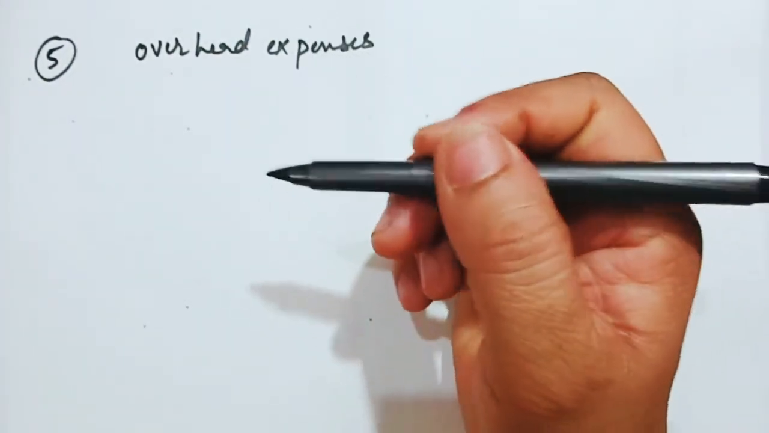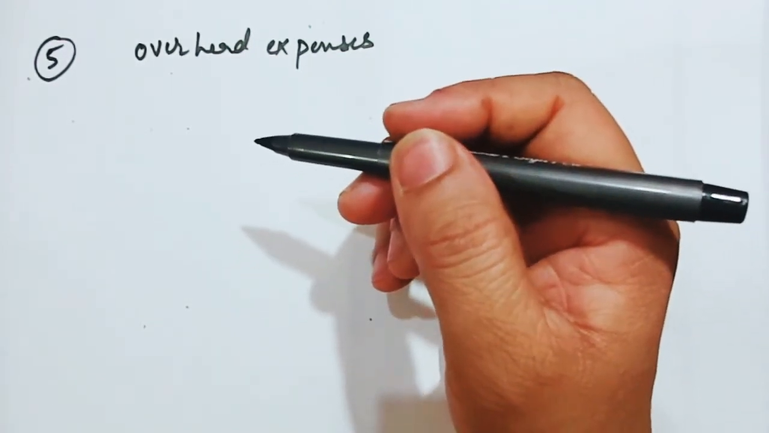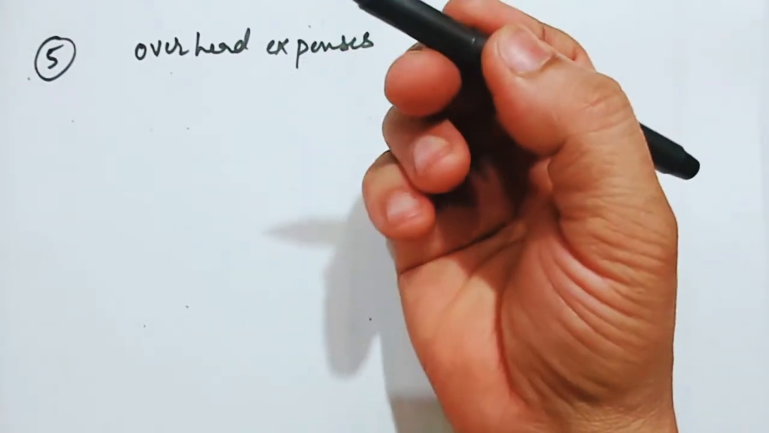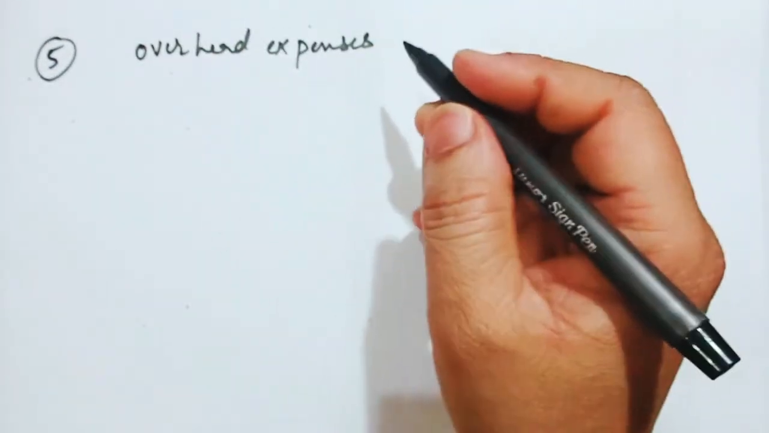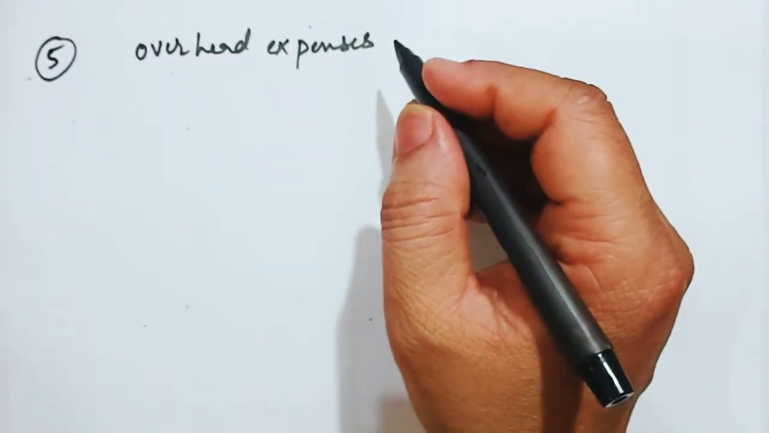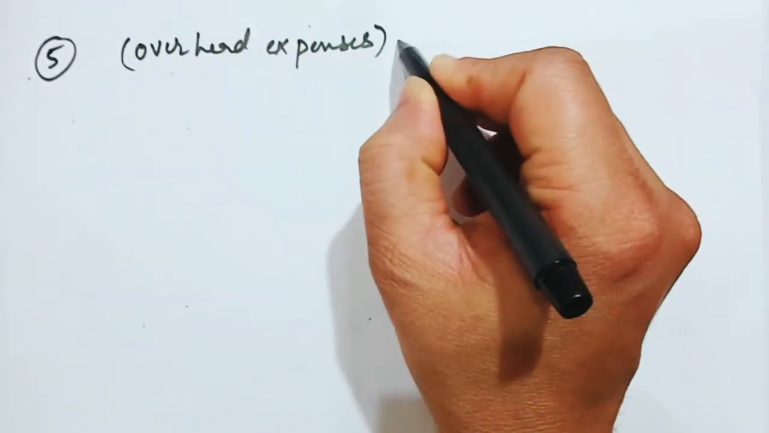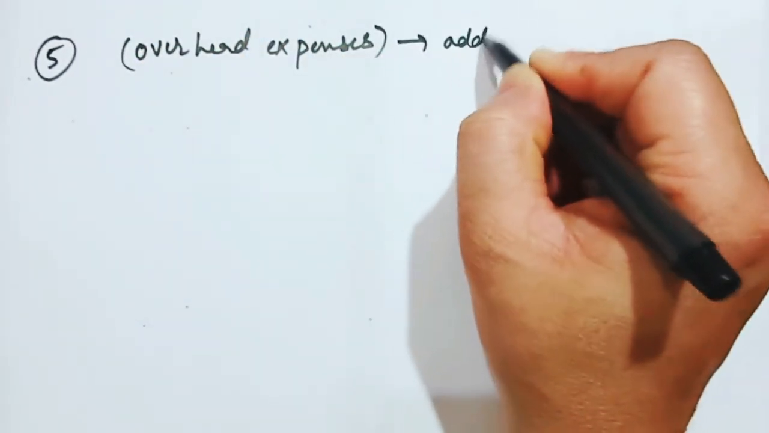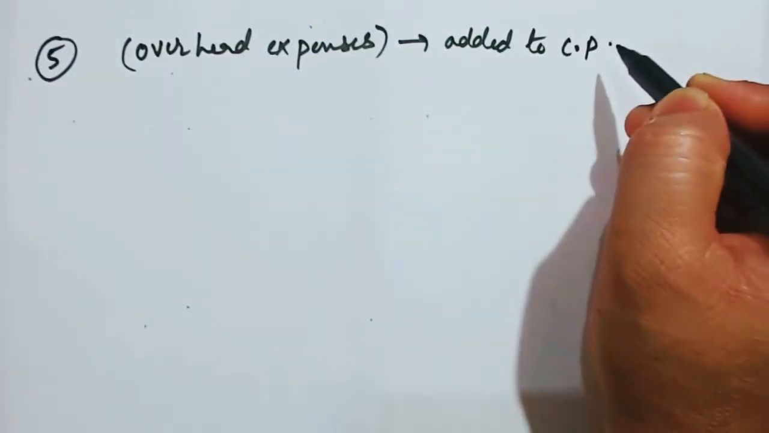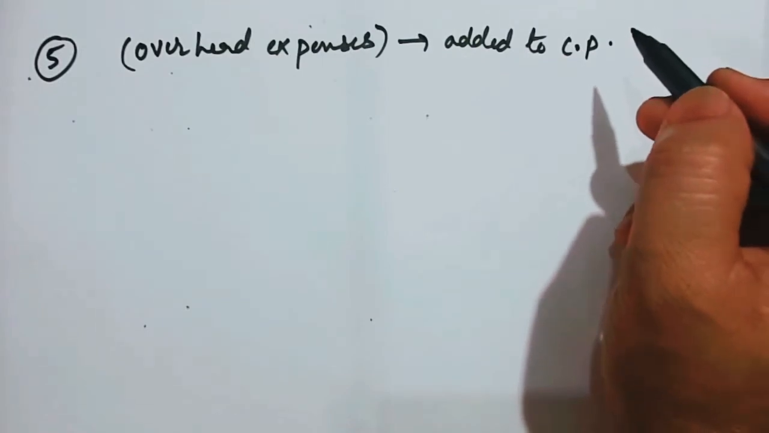Now, for example, if we have bought this pen for rupees 10, and after I came home I found that its ink is not working, so I had to go to the market and again buy a lead for about rupees 5. So the total cost price will be 10 plus 5, 15. So that 5 was my overhead expenses. Overhead expenses will be added to the cost price.